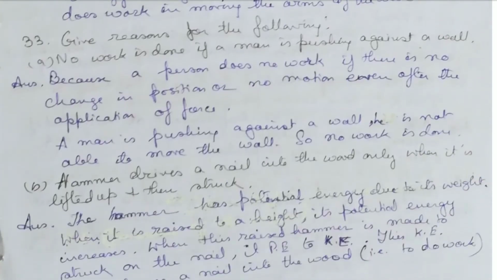No work is done if a man is pushing against a wall. When a person is pushing against a wall, he is not able to move the wall. He does no work if there is no change in position or no motion of the wall, even after the application of force. So no work is done.